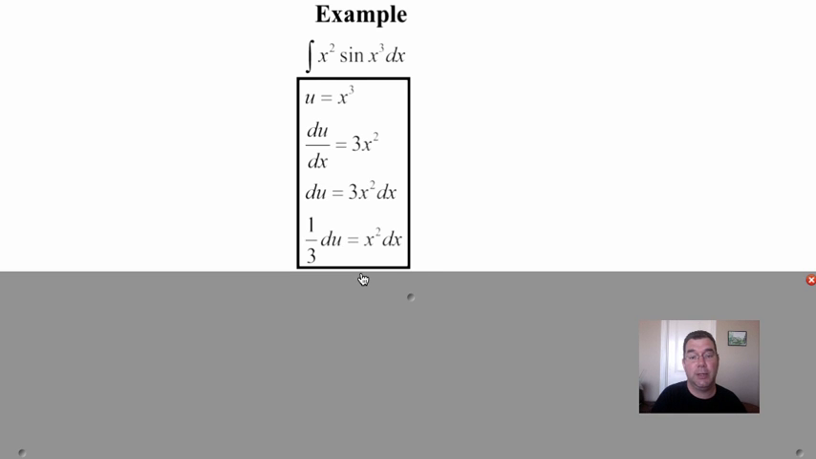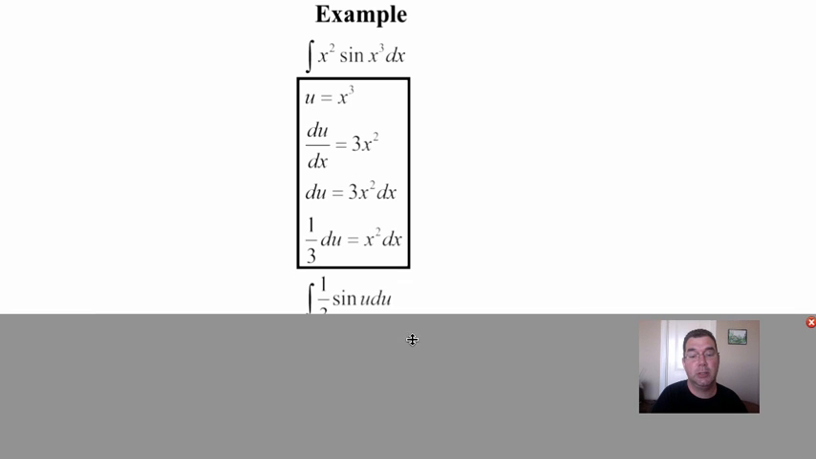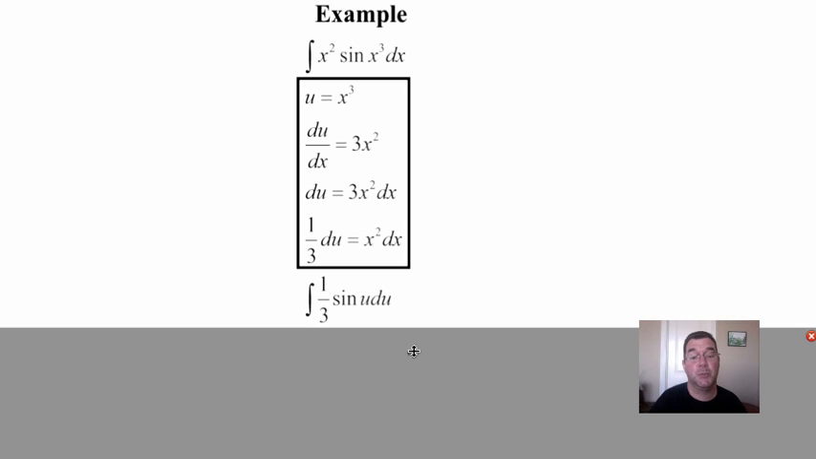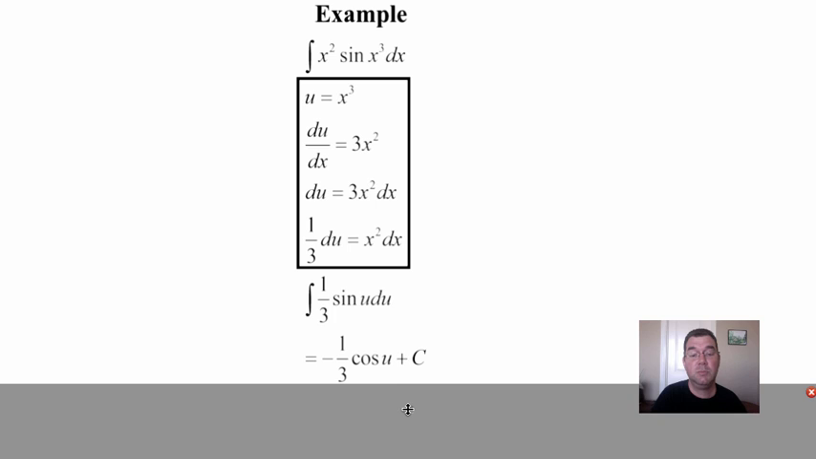So what I'm going to do at this point is my x squared and my dx are going to be replaced with 1/3 du, and my x cubed is going to be replaced by simply u, so that the only variable I really have in my question is now u. So now I'm finding the antiderivative of 1/3 times the sine of u du. That's a lot easier to do because it's a much simpler function now. So the answer is negative 1/3 times the cosine of u plus c.